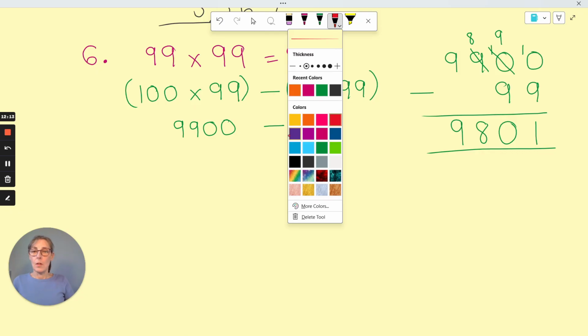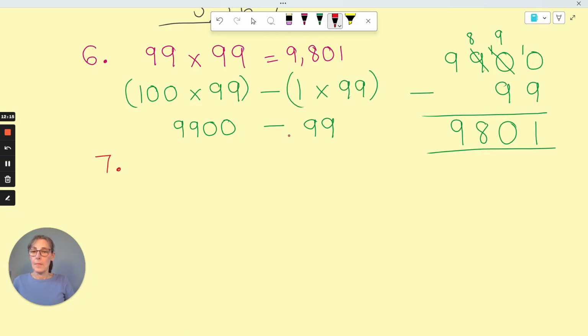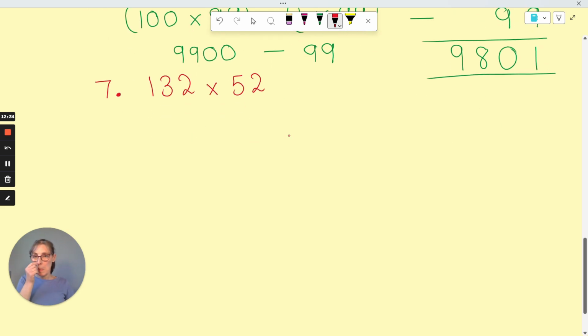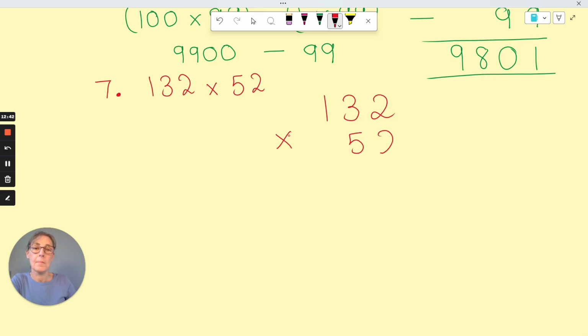All right, let's go on to number 7. What colour? We'll do that one, slightly different to the previous one. Number 7. Okay, 132 multiplied by 52. I'm going to do long multiplication now. I'm just going to take this page down a bit. That's it. 132 multiplied by 52.